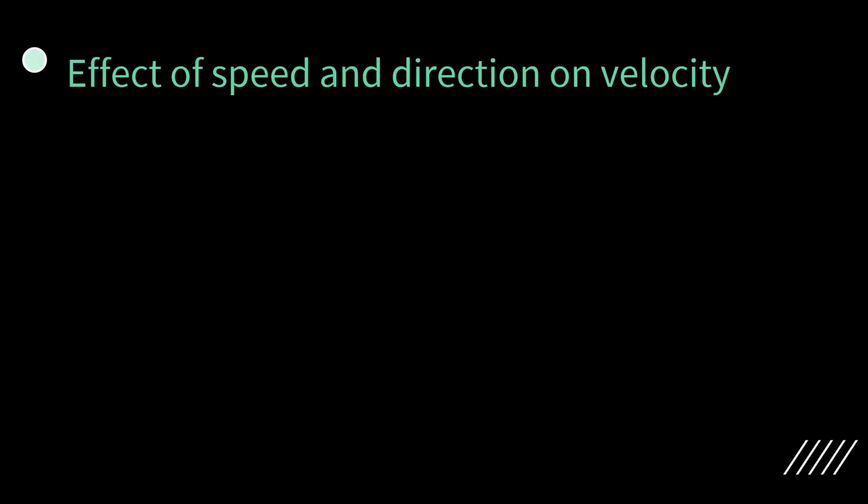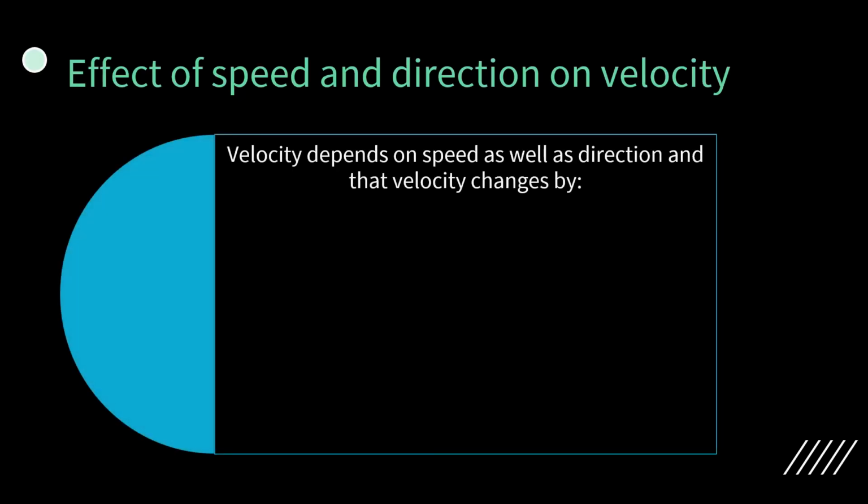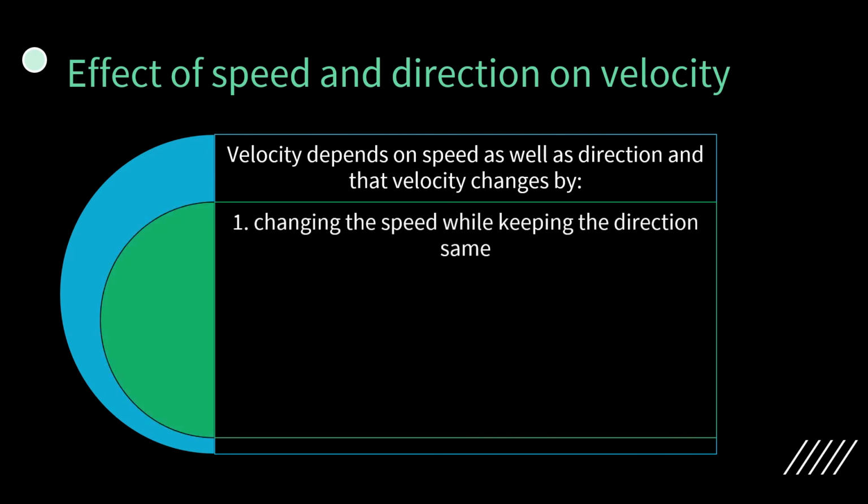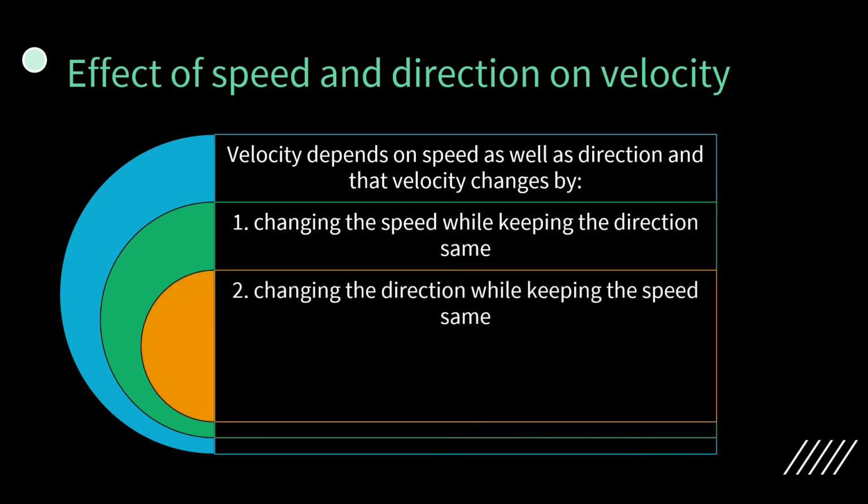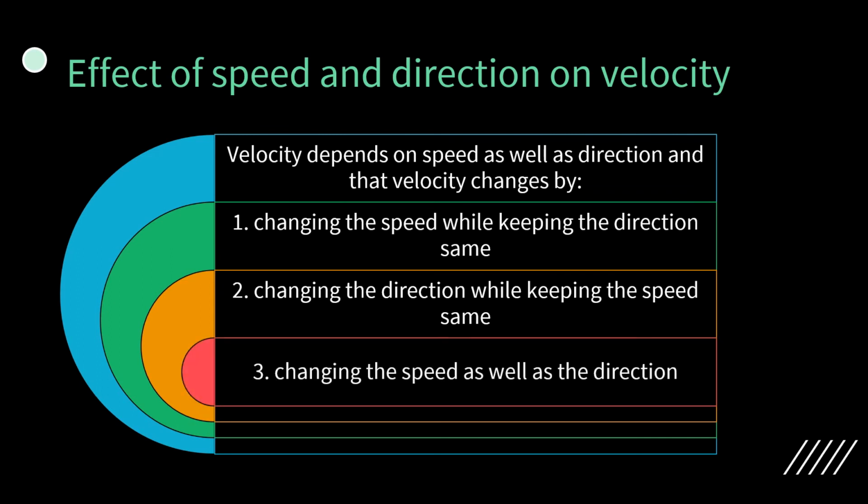From this, we understood velocity depends on both speed as well as direction, and it changes by changing the speed while keeping the direction same. By changing the direction while keeping the speed same, the velocity changes. It also changes when you change both speed as well as direction.